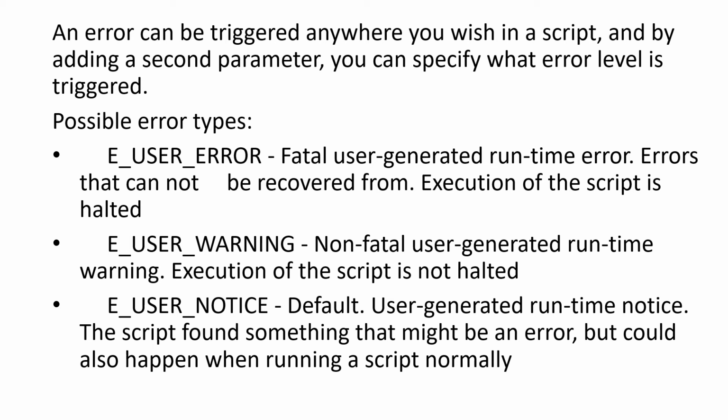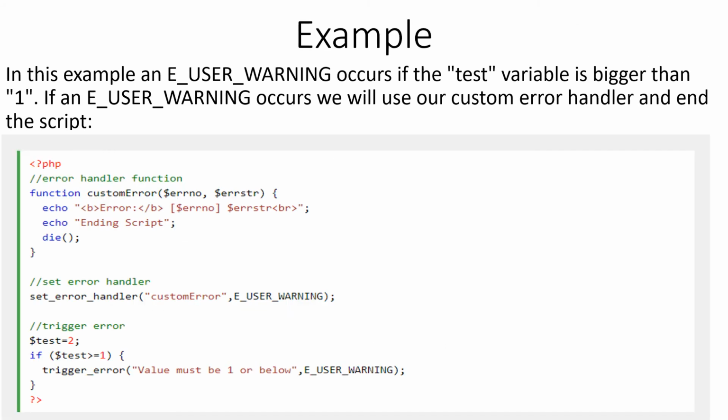Possible error types: E_USER_ERROR, fatal user-generated run-time errors. Errors that cannot be recovered from, execution of the script is halted. E_USER_WARNING, non-fatal user-generated run-time warning, execution of the script is not halted. E_USER_NOTICE, default user-generated run-time notice, the script found something that might be an error, but could also happen when running a script normally. Let's take an example of these errors.